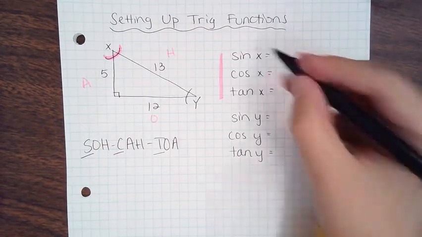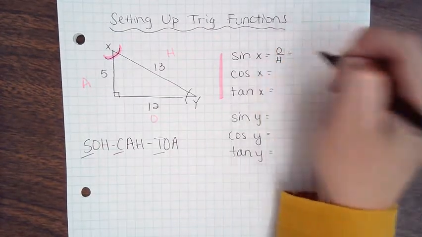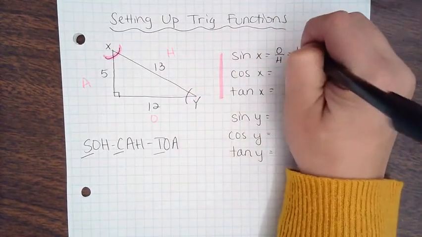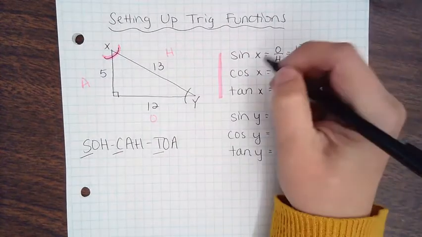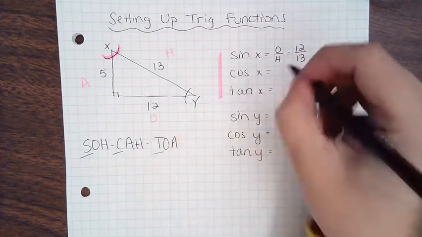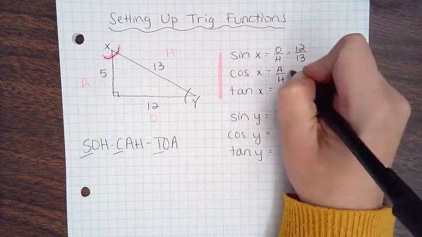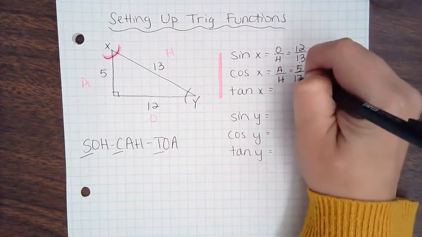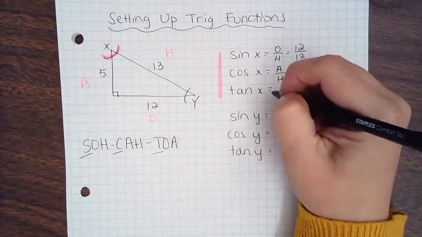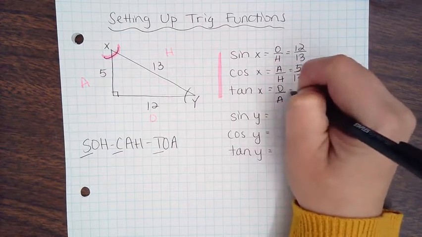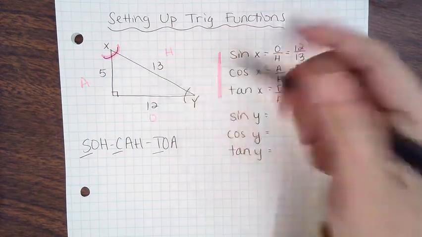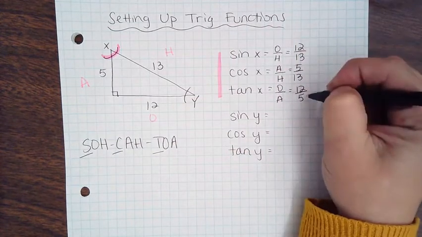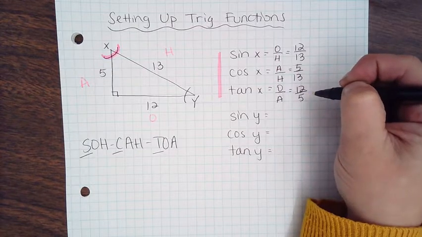So if I look for my sine, I'm looking for my opposite over my hypotenuse. My opposite side from x is 12, and my hypotenuse is 13. If I look for cosine, cosine is adjacent over hypotenuse. My adjacent side is 5, and my hypotenuse is still 13. For tangent, it's opposite over adjacent. And from x, my opposite side is 12, and my adjacent side is 5. These are all simplified fractions, so we can leave them exactly as they are.